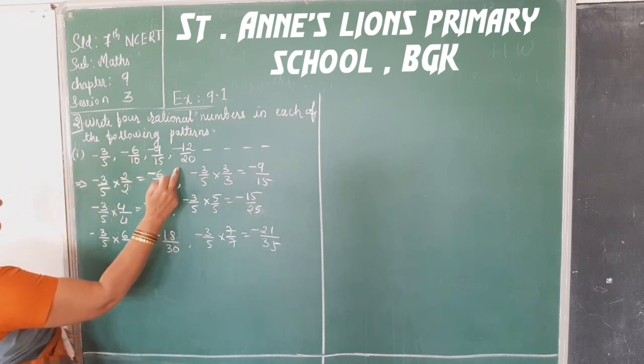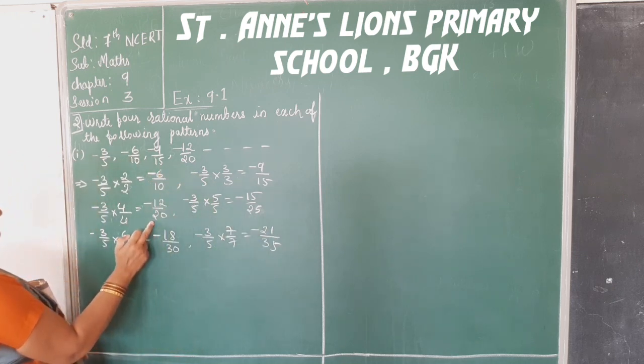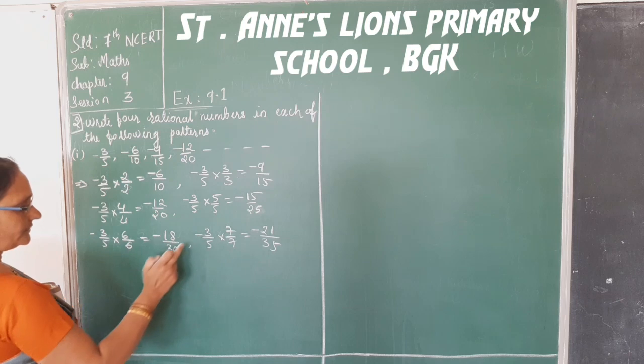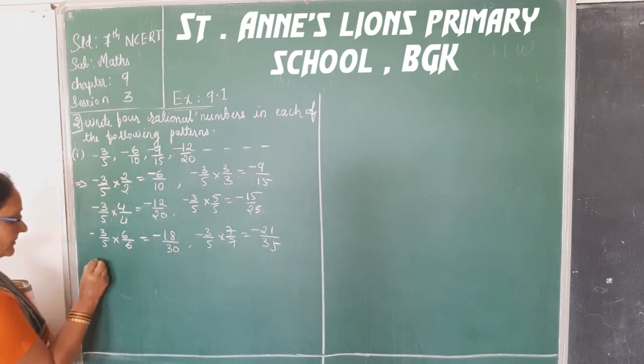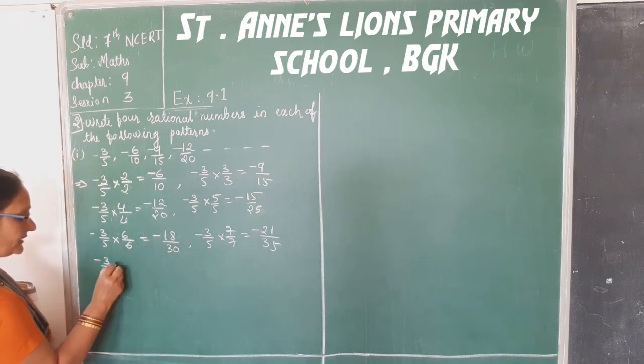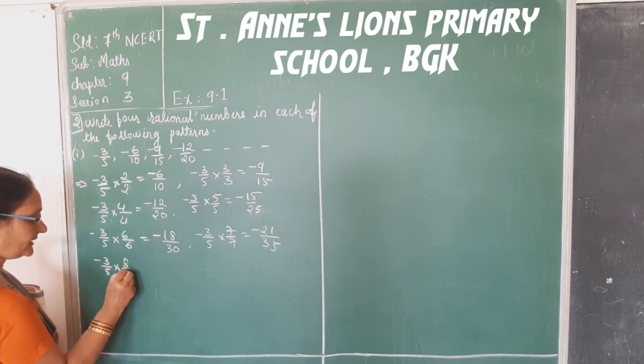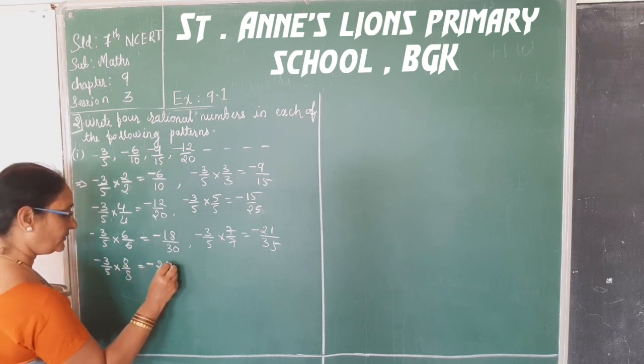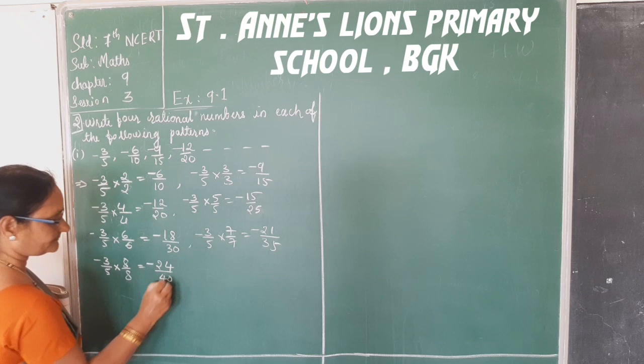So up to minus 12 by 20, next 4 we have to write. So now 1, 2, 3, one more. Minus 3 by 5 into 8 by 8, that is minus 24 by 40.